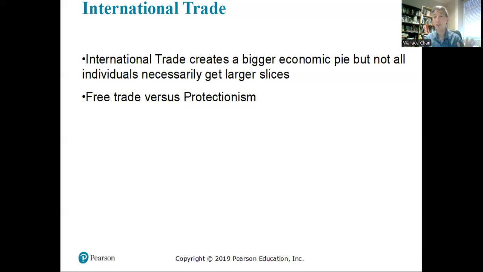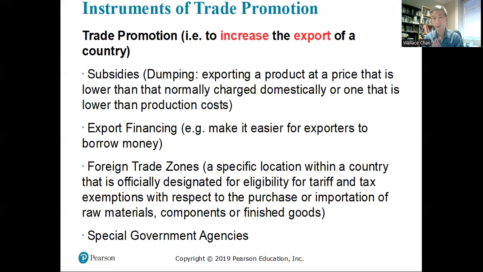I guess when we talk about international trade, you can picture that it creates a bigger economic pie. However, not every individual necessarily gets a larger slice. After the Second World War, a lot of people see the importance of trade. So they try to promote trade because that hopefully can create more economic efficiency and also political stability.